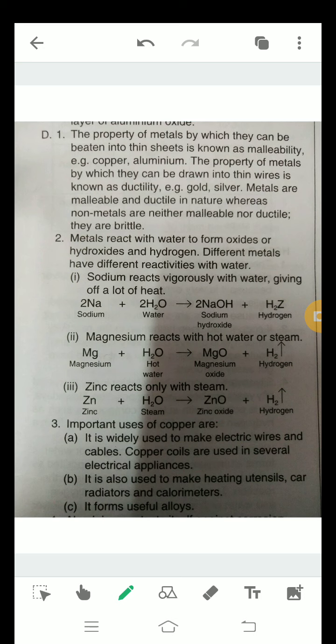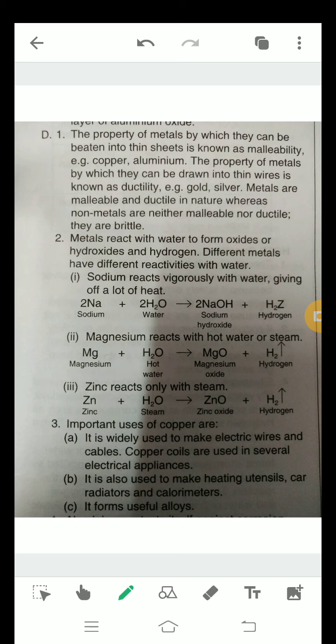Now the first question of D section is, what do you mean by malleability and ductility? How are these properties different in metals and non-metals? So the answer will be: the property of metals by which they can be beaten into thin sheets is known as malleability, example copper, aluminium. The property of metals by which they can be drawn into thin wires is known as ductility. Example is gold and silver. Metals are malleable and ductile in nature, whereas non-metals are neither malleable nor ductile, they are brittle.